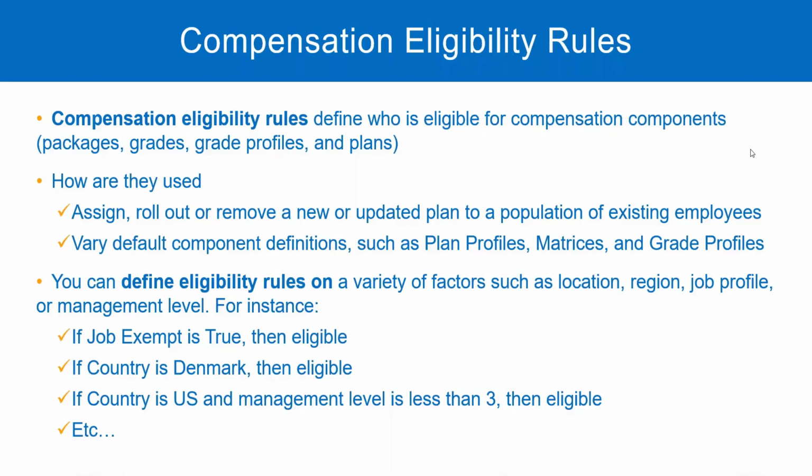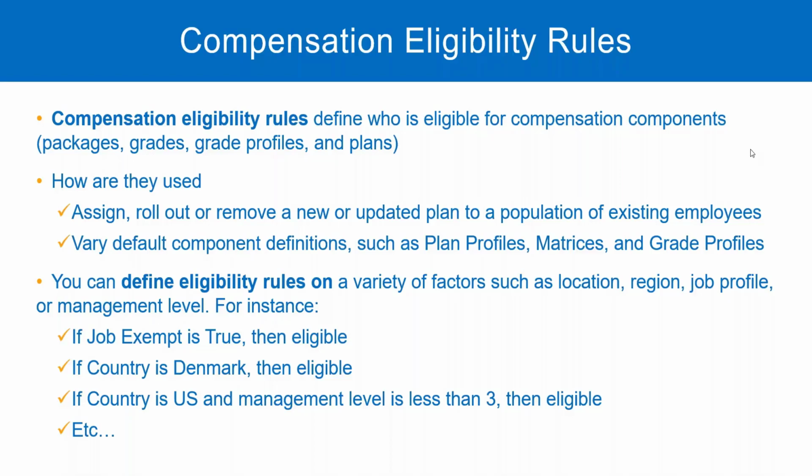Now, how are they used? Again, there are different modes. For example, you can assign or remove using an eligibility rule the employees who are in New York and you will give them some special allowance.